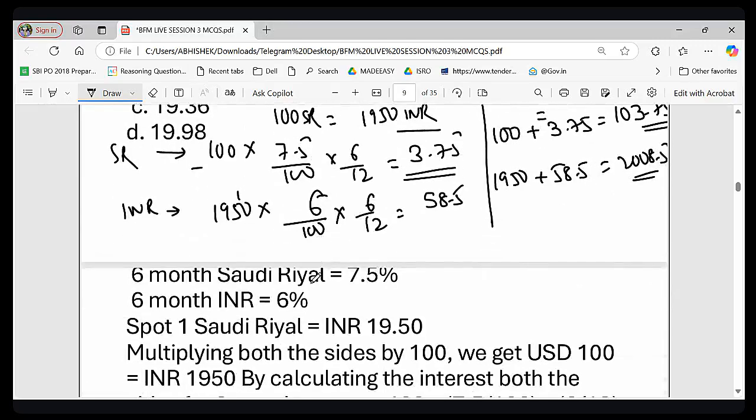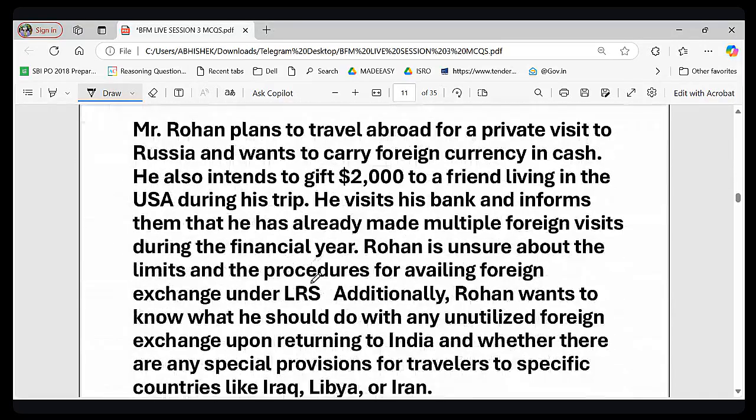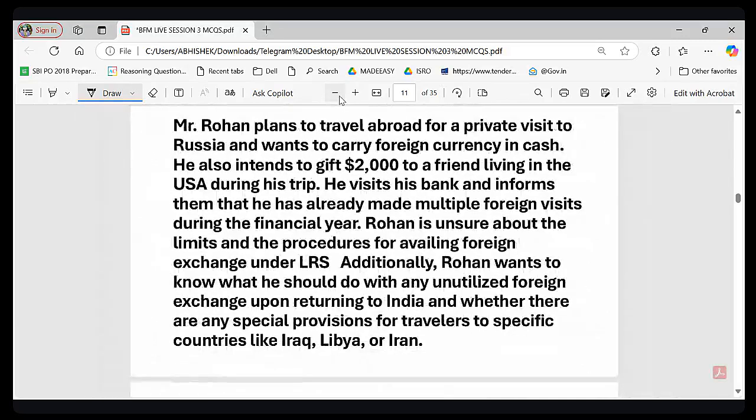Now the next question, as you can see, is from unit number 2. So let me first of all zoom out a little bit. Yes, it is from unit number 2 of BFM. So here's an interesting question for you. Now let us see what the question is all about. This is a case study type question. I hope the earlier question was clear now. Let's move on to this particular question. So let me read this question for you.